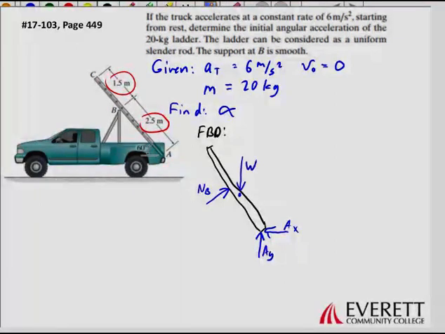Okay, so we've got the weight, the normal force, and then we've got the reaction forces at A, and that does it for our free body diagram. We also are going to need to use some angles, so I'll just go ahead and put in the angle that's given here of 60 degrees. Okay, that's my free body diagram, and that's going to be very useful in figuring out this problem.